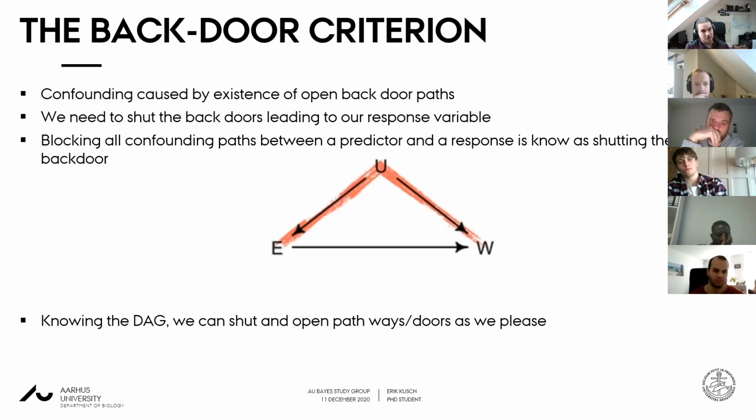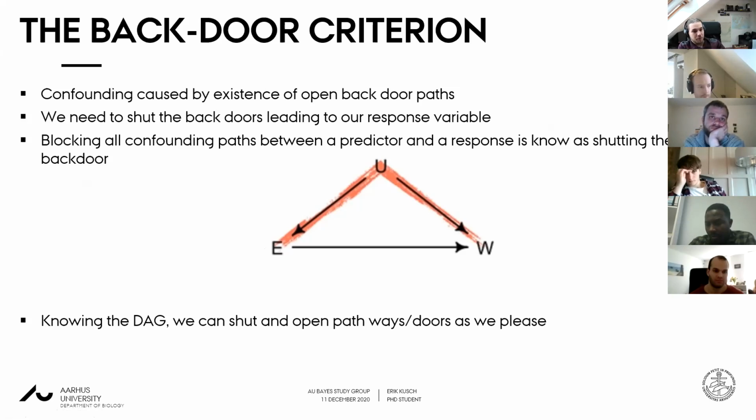These backdoor paths can go in directions that are not indicated by the edges themselves. So by just looking at this, you might say, well, there is just one path between E and W, because this arrow from U to E just flows in one direction. That's causality. Information still flows in both directions. So this path is still open. The only exception to this is the collider, which is a shut path by definition.